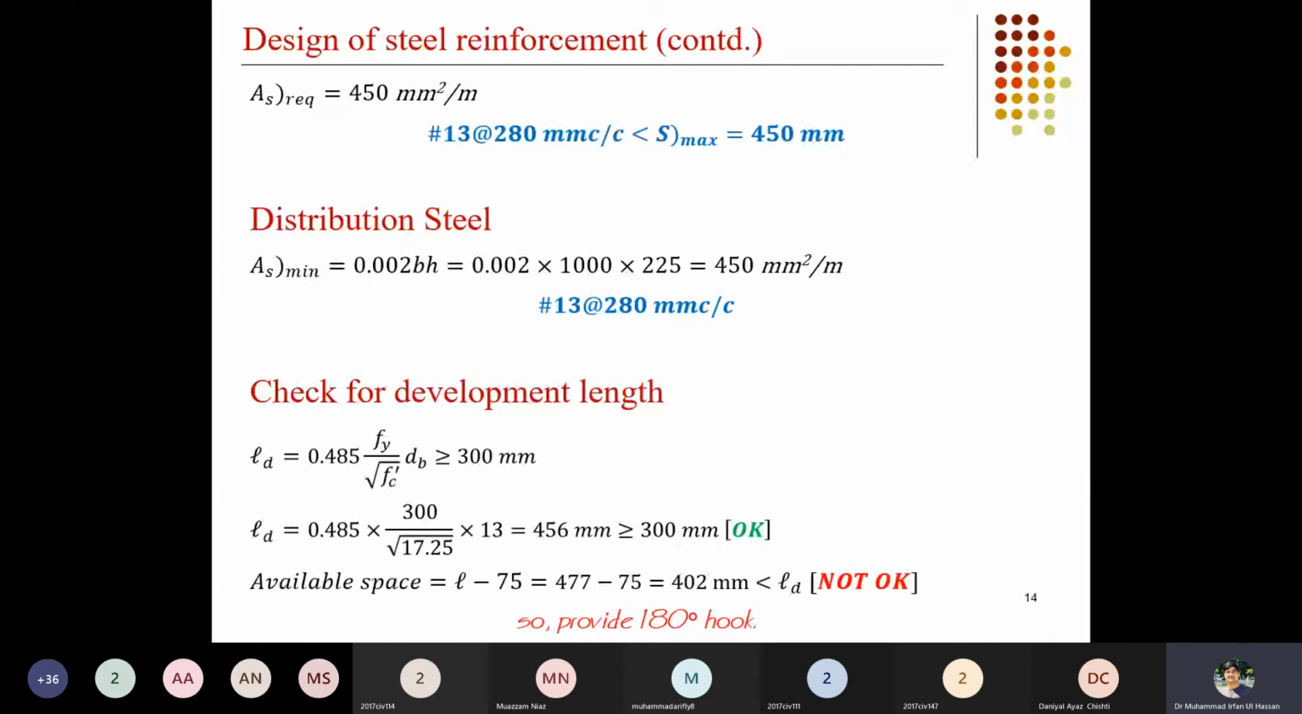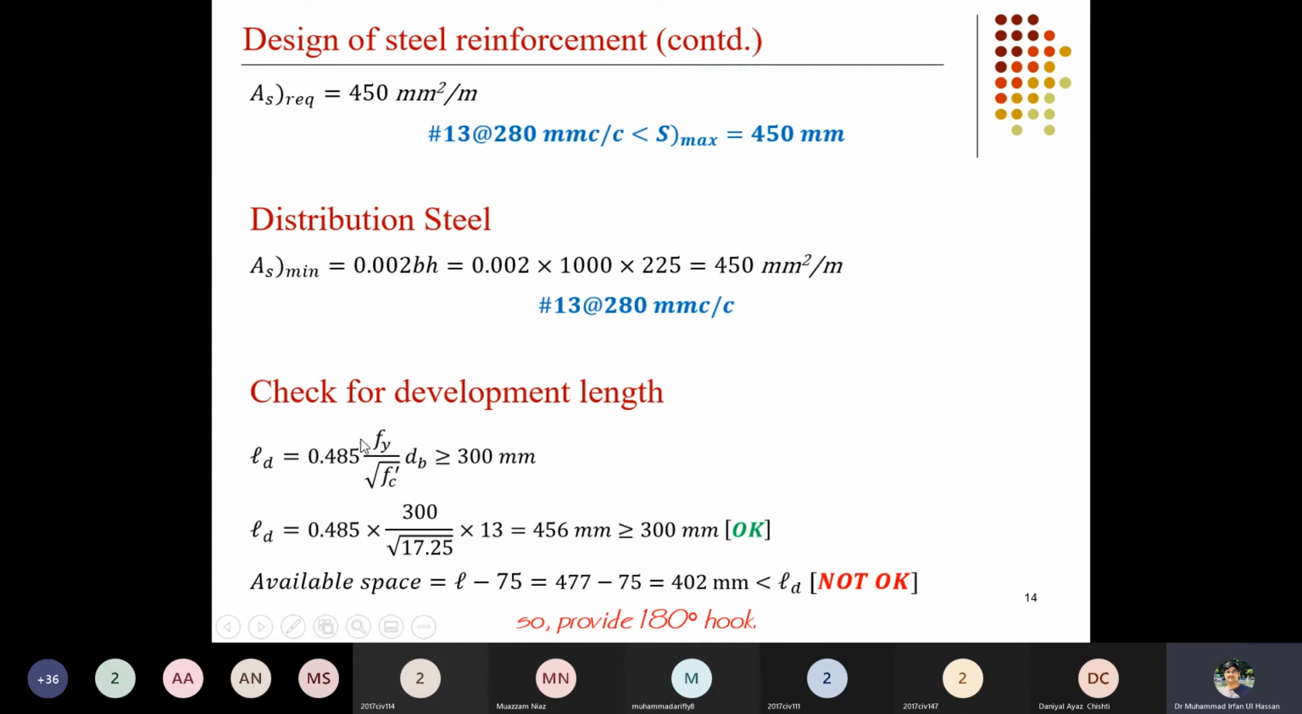Then you also have to go for the longer direction steel parallel to the wall, that is also 0.002 BH, because here we are using grade 40 steel. When the steel is minimum, it is better to use grade 40 steel, because it is relatively cheaper than grade 60 steel. So then you go for number 13 at 280 millimeter in both sides. This is the required design.